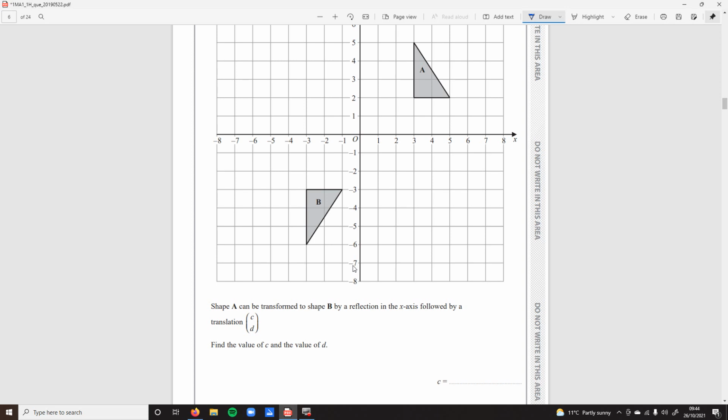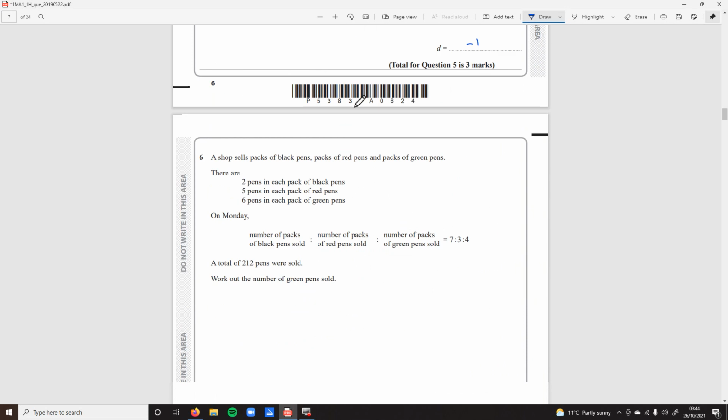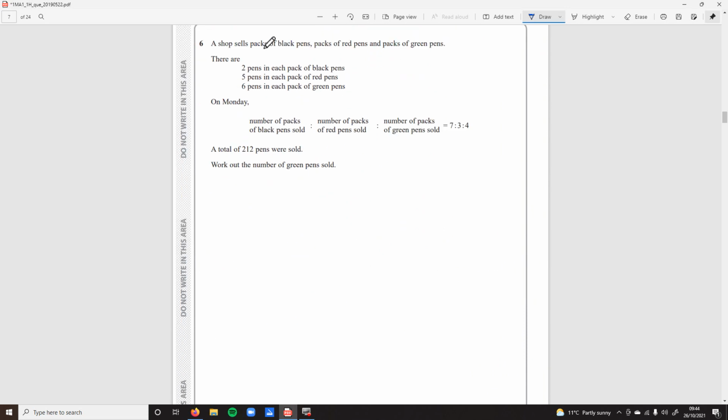Shape A can be transformed to shape B by reflection in the x-axis, followed by a translation CD. Find the value of C and the value of D. So if you reflected it in the x-axis, it would now be here, and then it has a translation, so it goes back 1, 2, 3, 4, 5, 6. So C would be -6, and then D would be -1. Lovely jubbly.